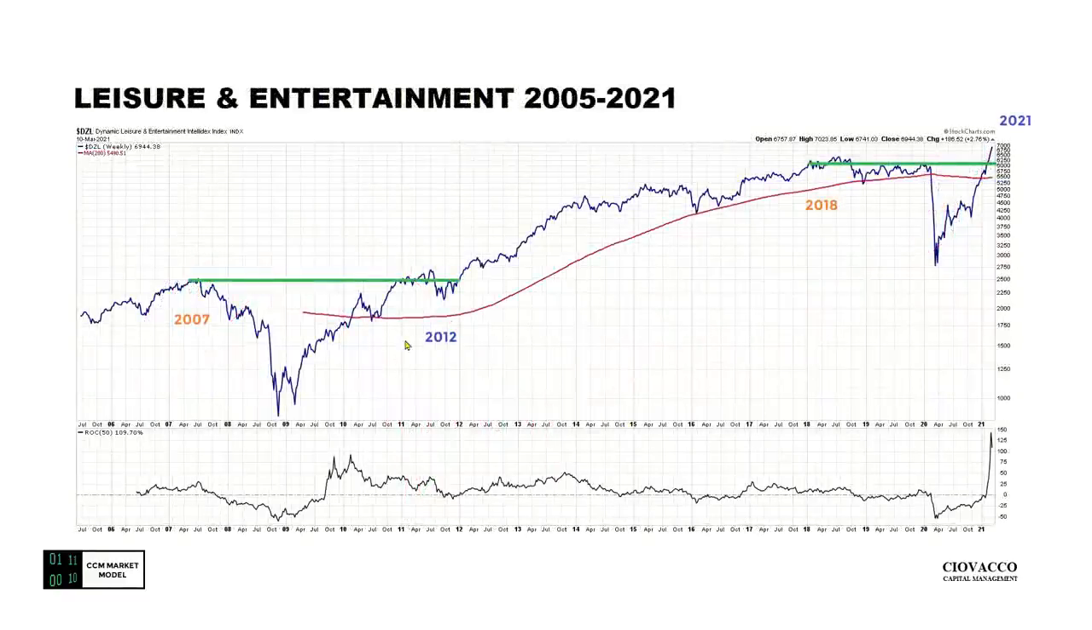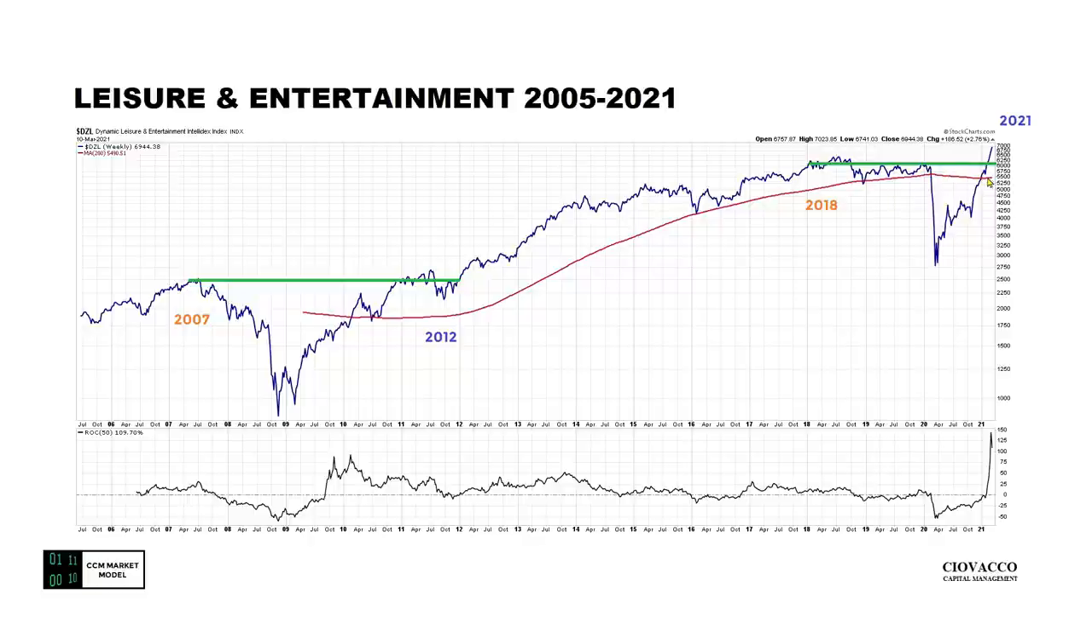Leisure and entertainment. Look at that 200-week moving average. Just as the secular bull starts in the S&P 500 index, we get this bullish breakout here, early stages of 2012. Market needs to consolidate its gains. Here's a period of consolidation in here. Period of consolidation in here. This is now a bullish breakout. The longer it holds, the more relevant it becomes.